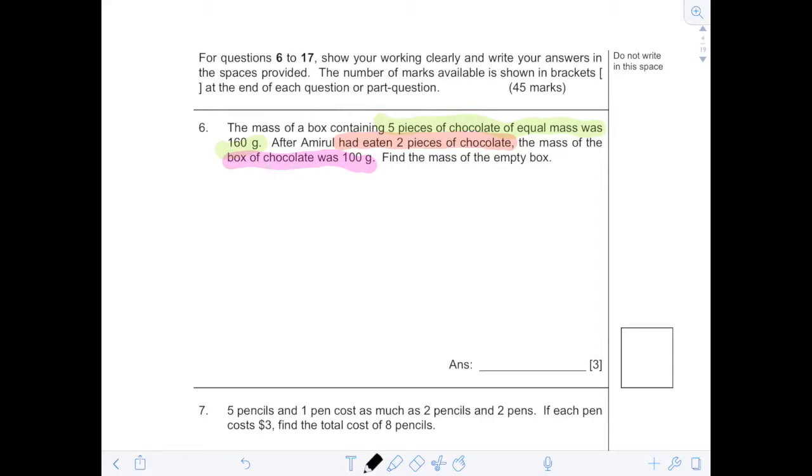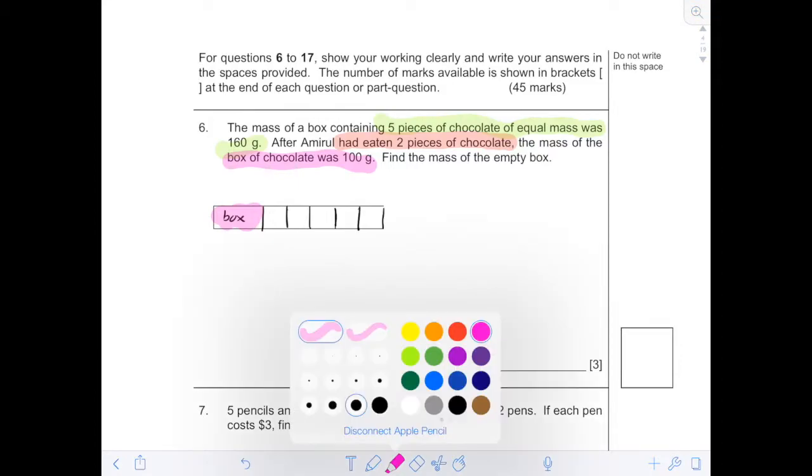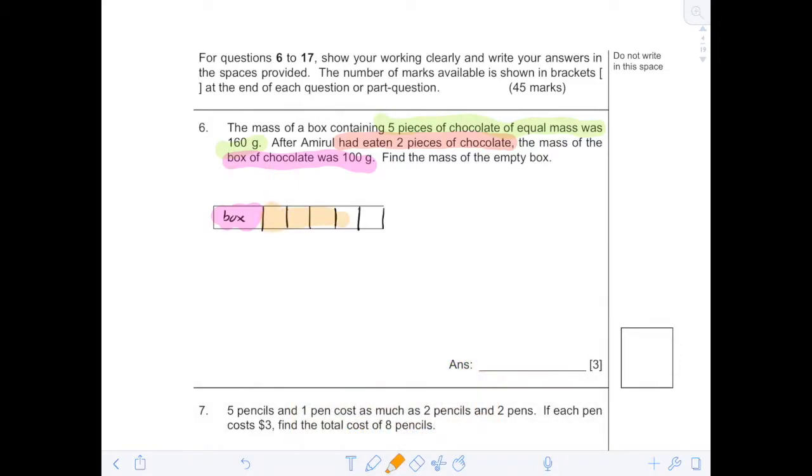It's quite easy. First, you have to understand that there are 2 components here. One is the mass of the box, the other one is the pieces of chocolates. So first I'm going to draw a bigger unit to represent the mass of the box. I'll call this the box. Then I will draw equal units, and here I'll be drawing 5. I'm going to separate them using color. This is the box. This is the 5 units.